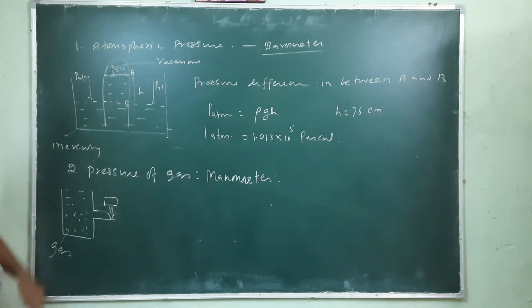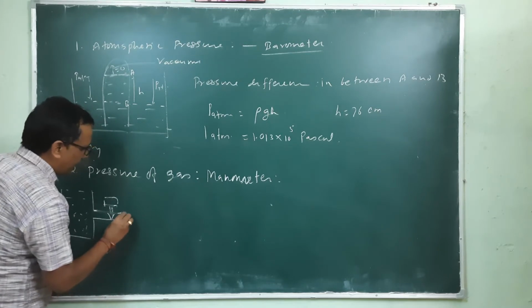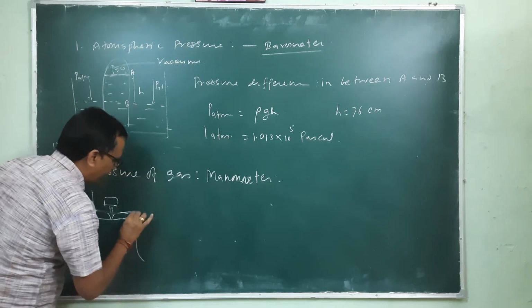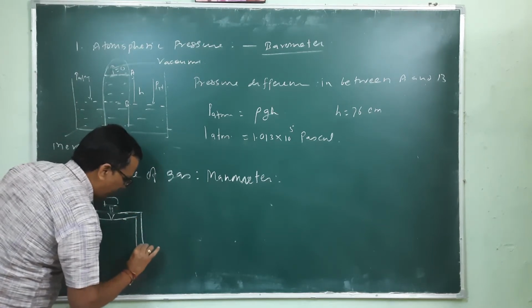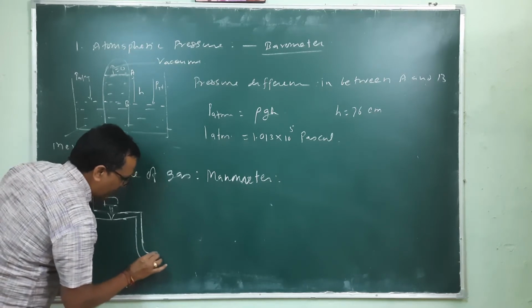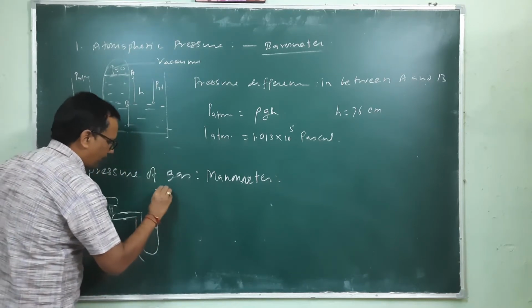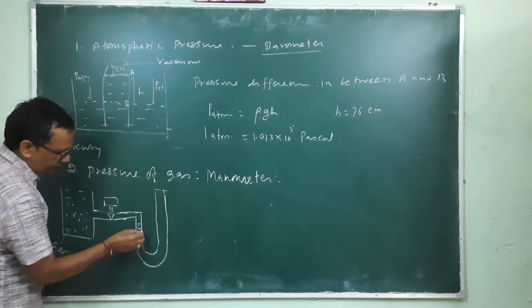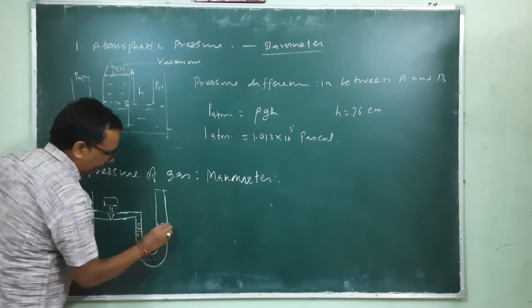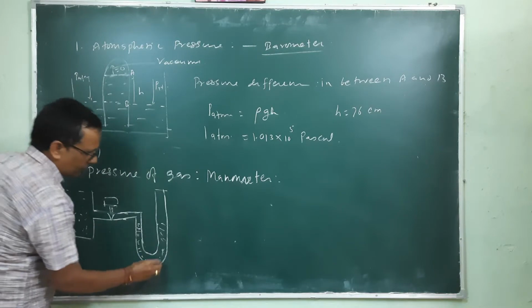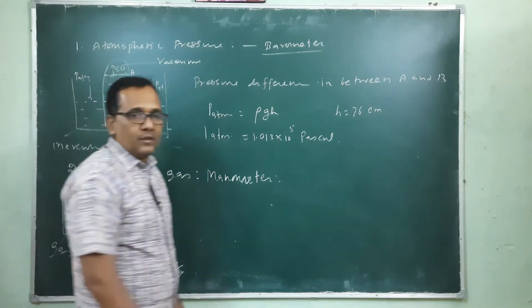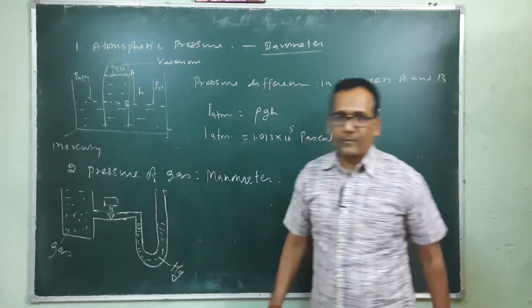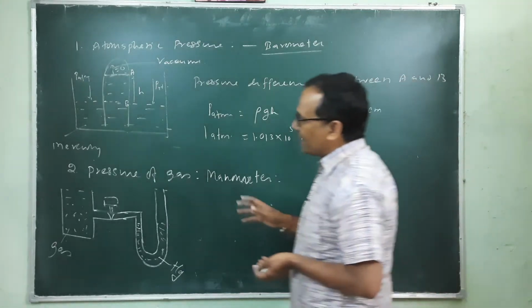When we open it, gas will start flowing, and then we have one U-tube system filled with mercury. So this is h. The simple structure is this. This is the opening. This is known as a manometer. Okay, so the mechanism is very simple.